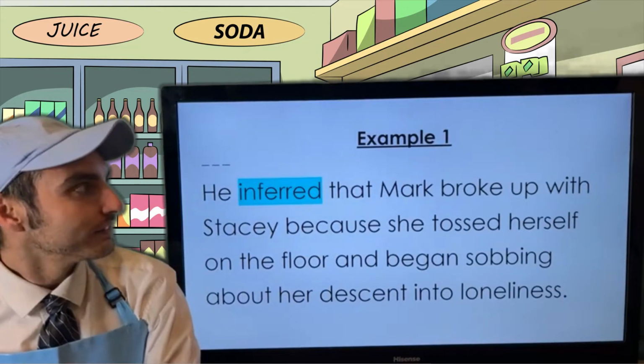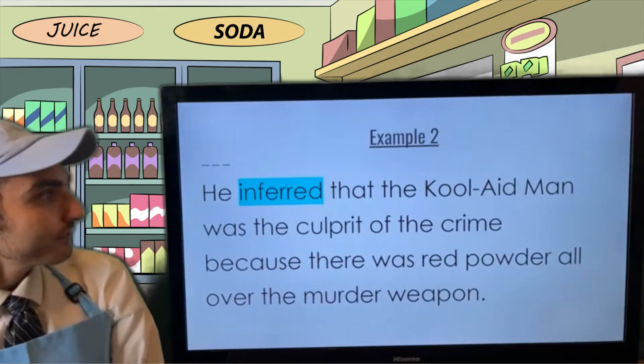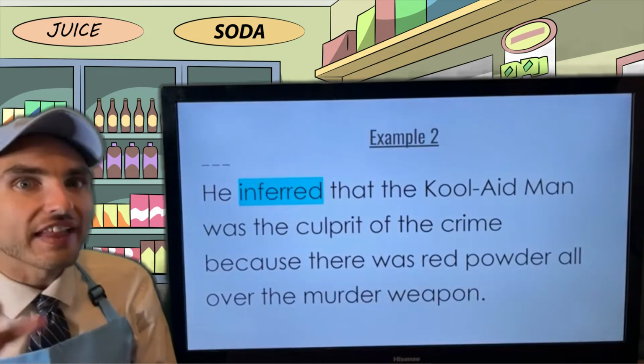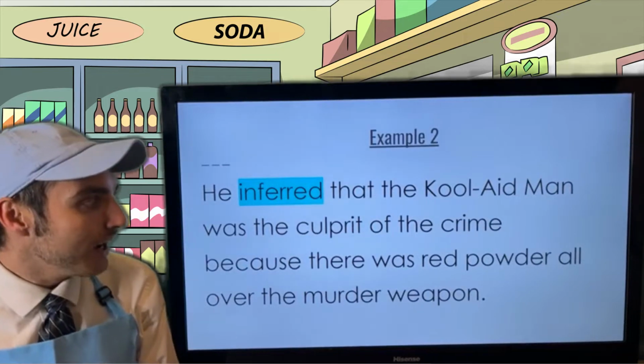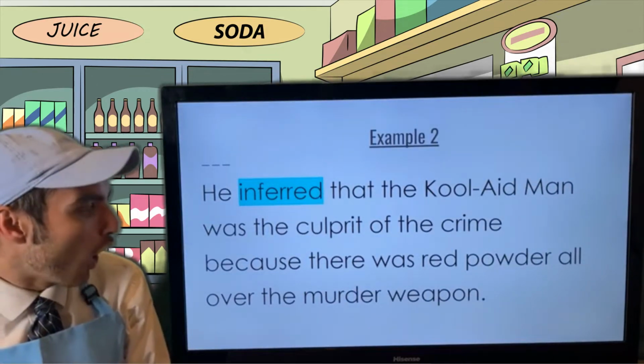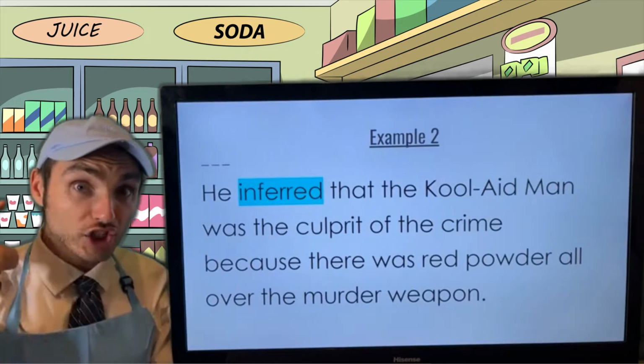Let's go ahead and look at another example. He inferred that the Kool-Aid man was the culprit of the crime because there was red powder all over the murder weapon. Dun dun dun!